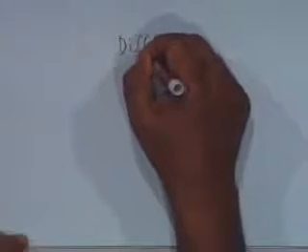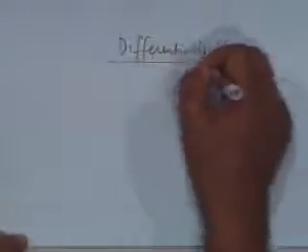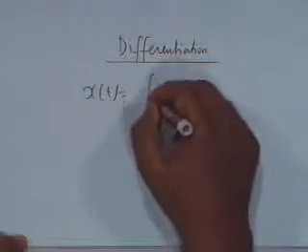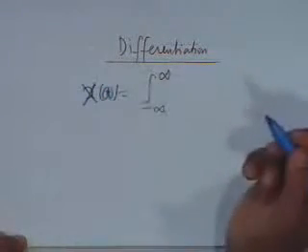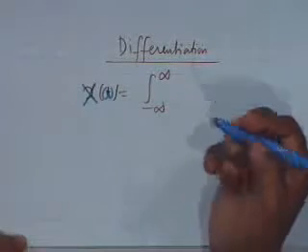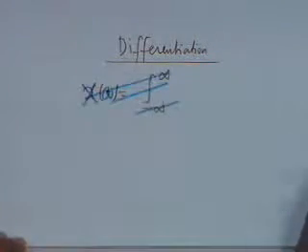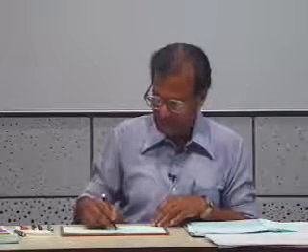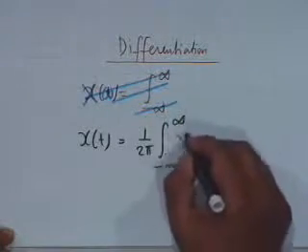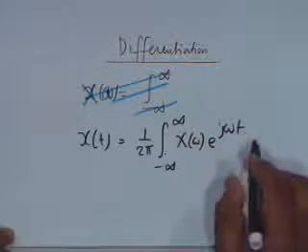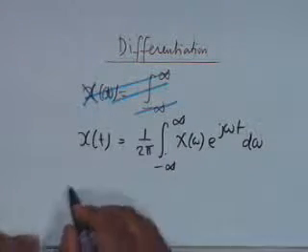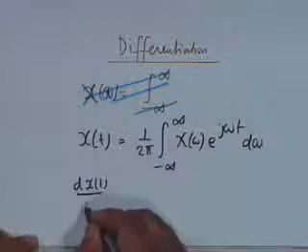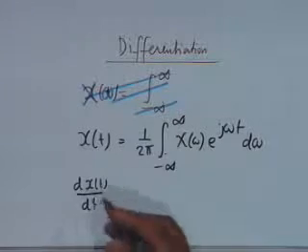Then you consider the property of differentiation. This is rather easy to see. We take x of t as the inverse Fourier transform, 1 by 2 pi, integral minus infinity to infinity capital X of omega e to the j omega t d omega. Now if you differentiate both sides, what I want to do is, how is the Fourier transform of dx/dt related to capital X of omega? That's what I want to do.